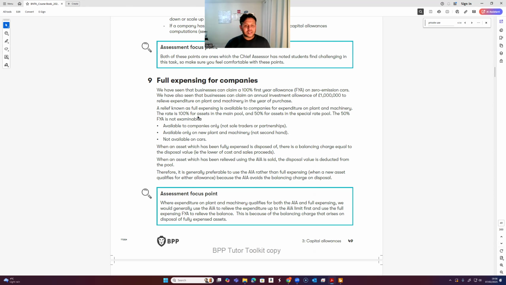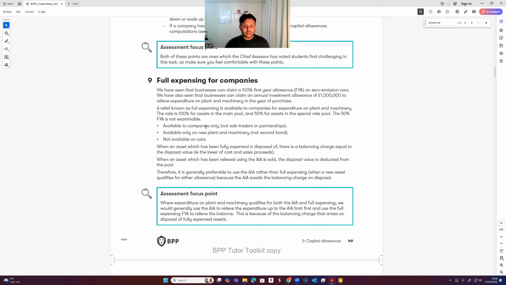The rate is 100% for an asset in the main pool and 50% for an asset in the special rate pool. Now this one will not be coming in the exam. So 50% for an asset in the special rate will not be treated in the exam. So the 50% first year allowance is not examinable.